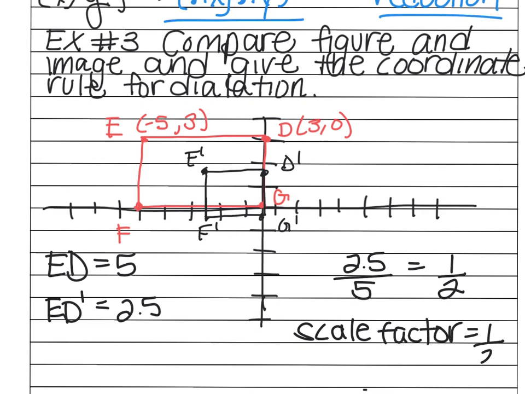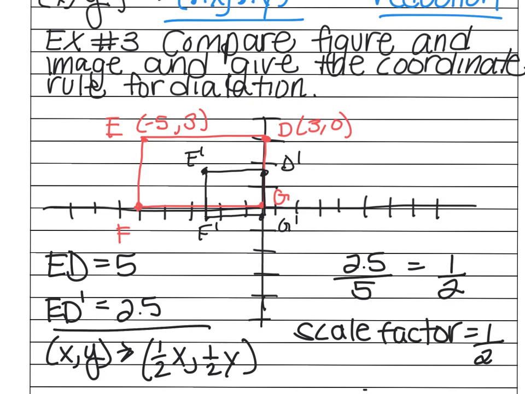Now, since I have my scale factor, I can write my rule. I have x comma y, and my rule is that I'm going to multiply x by 1/2 and y by 1/2, so that I now have my rule here. And that is my final answer.